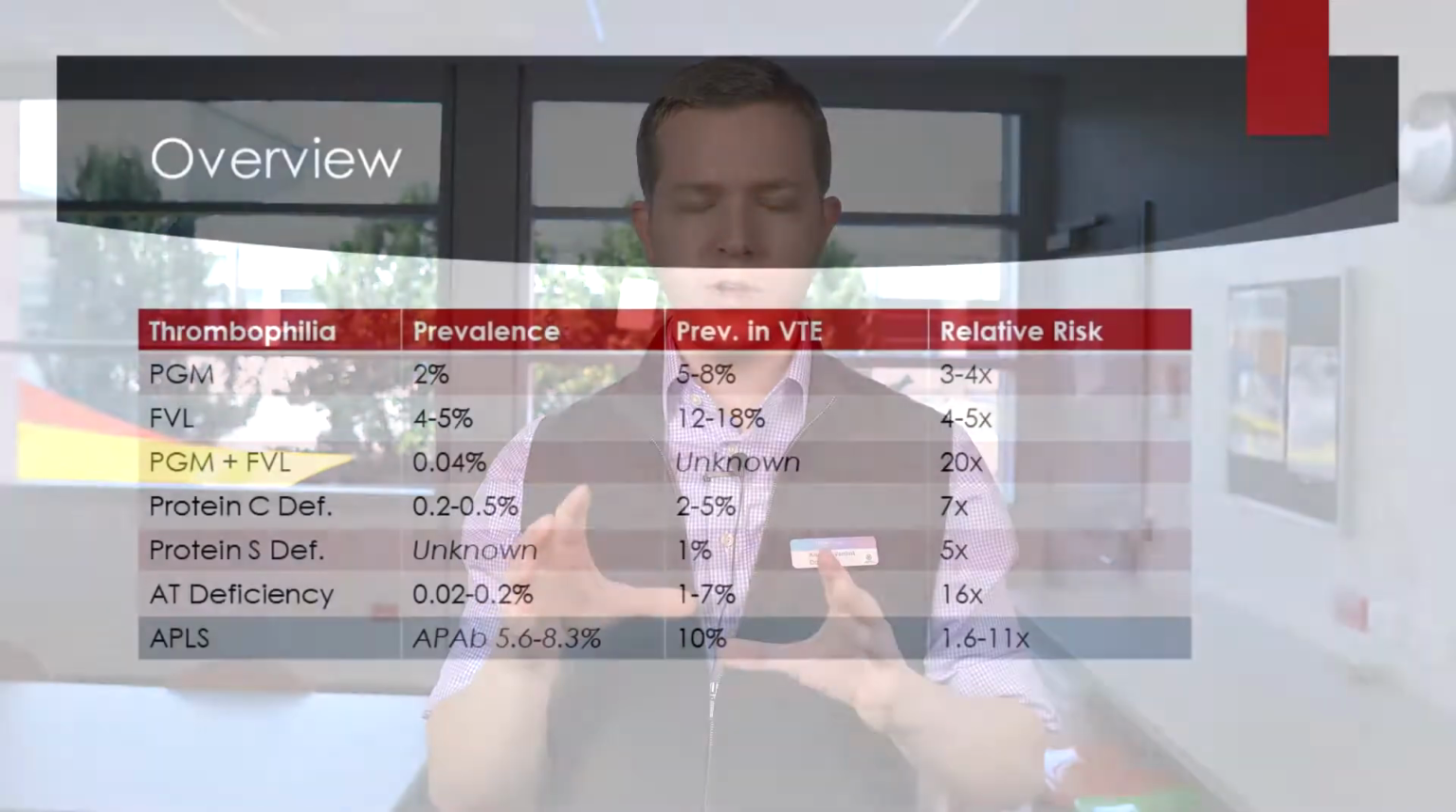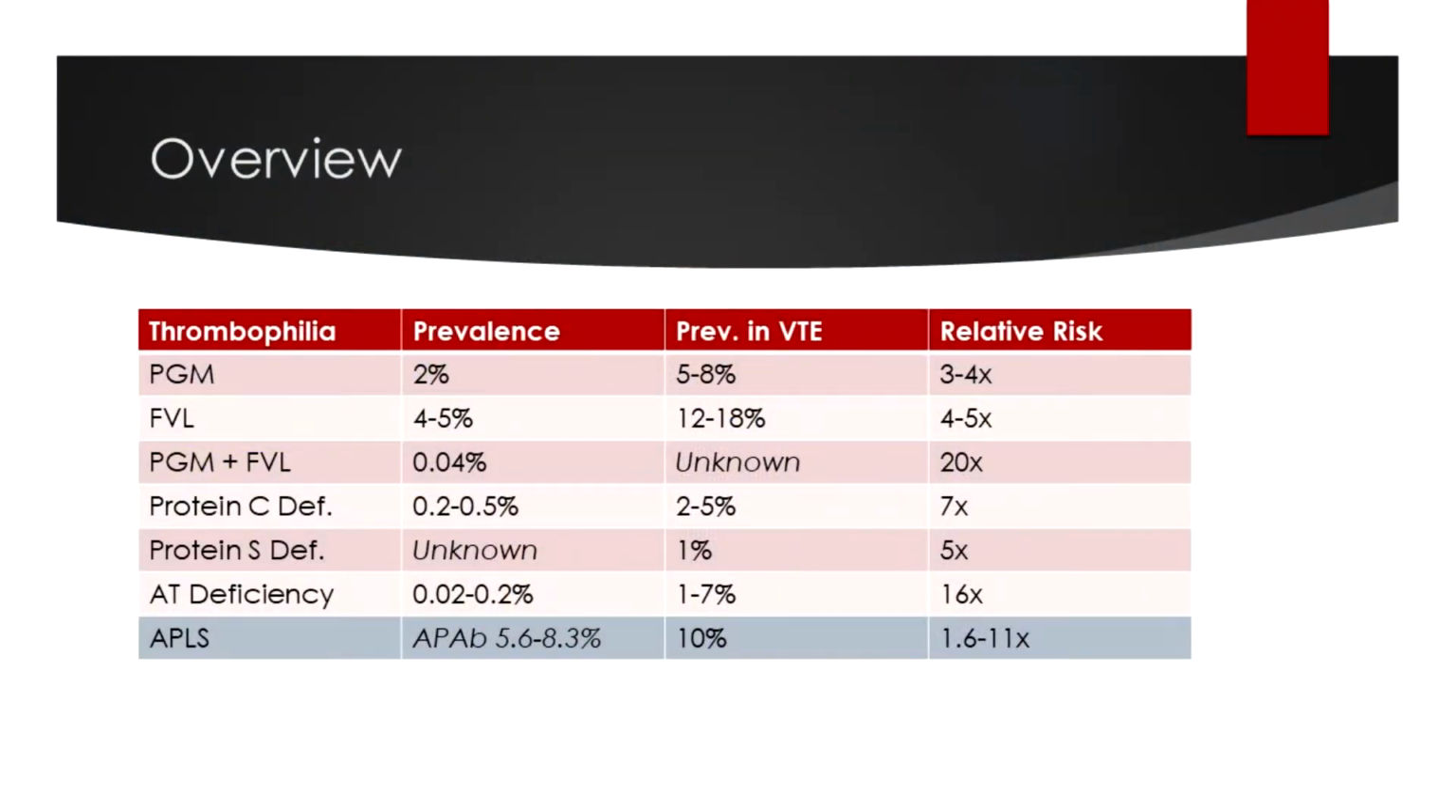So if we look at these 5 different conditions, they are prothrombin gene mutation, factor V Leiden, a combination of the two, which can happen, protein C deficiency, protein S deficiency, antithrombin deficiency. They're the 5 that are there. And then along with that group is the acquired antiphospholipid syndrome, often associated with SLE or lupus.